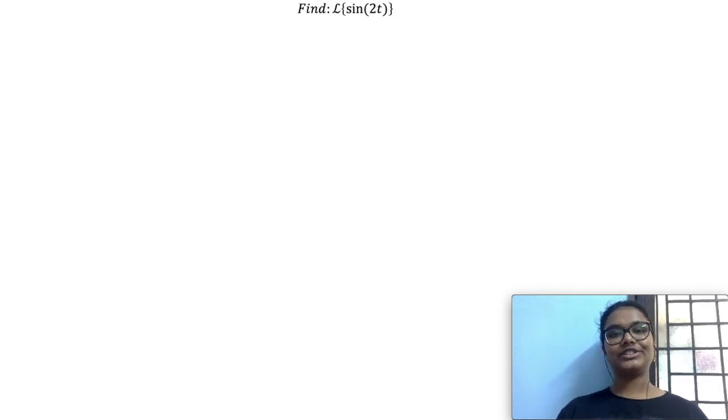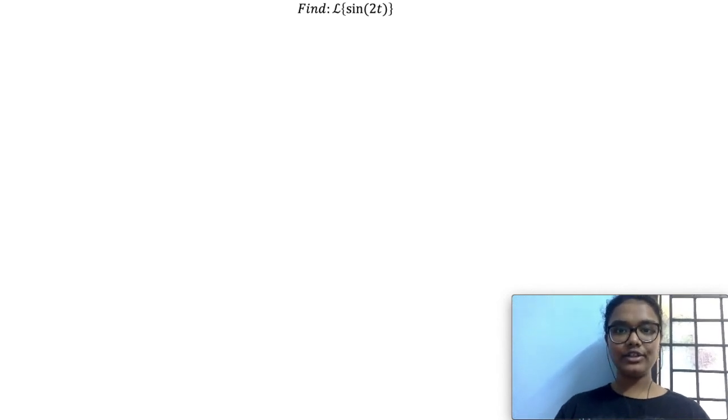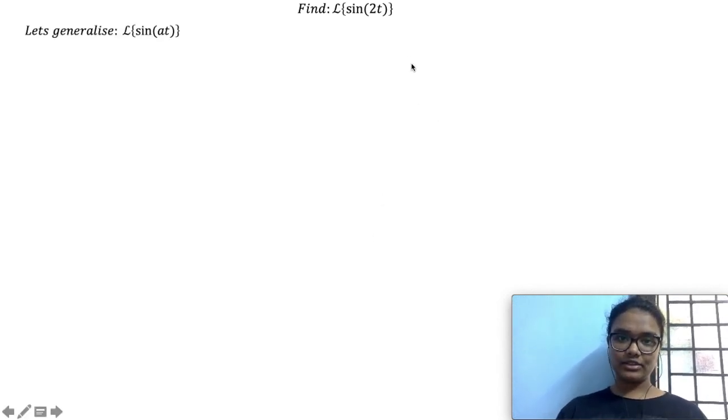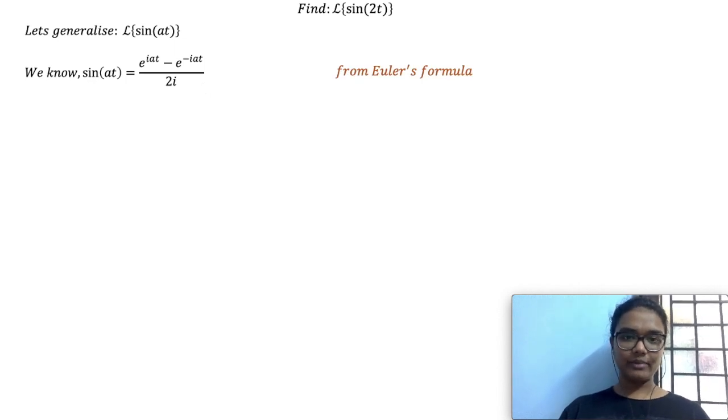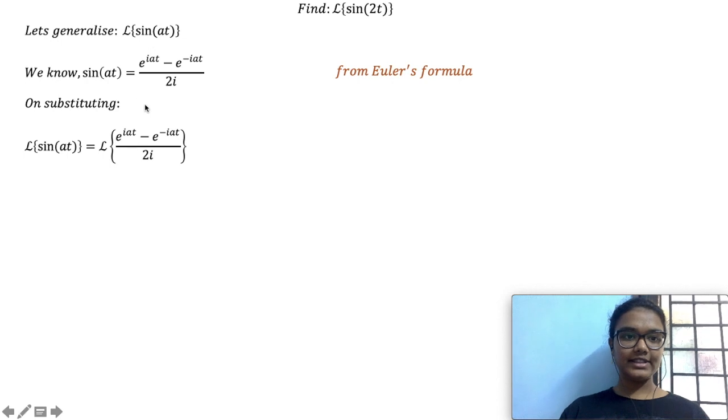Let's get back to our question. Find the Laplace transform of sine 2t. We're going to generalize this question and we get the Laplace transform of sine at. We know that sine of at equals (e^(iat) minus e^(-iat)) by 2i, where i is the square root of minus 1. This can be easily derived from Euler's formula. On substituting this in the place of sine at, we get the Laplace transformation of sine at equals the Laplace transformation of (e^(iat) minus e^(-iat)) by 2i.